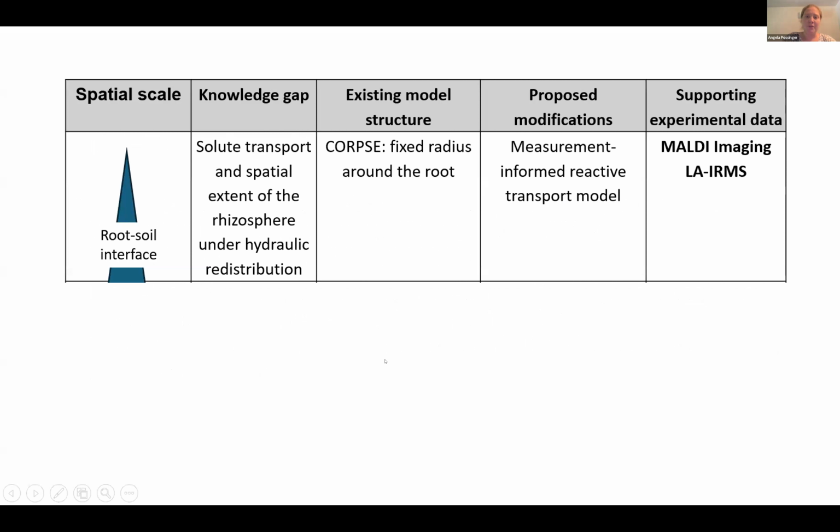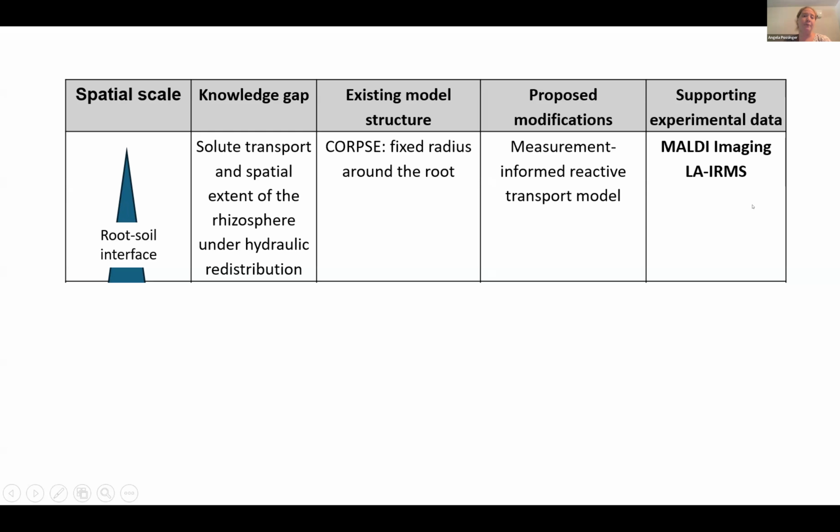And I just wanted to show, and this is a lot of detail, so don't worry too much about the specifics here, but what we were trying to think of is what is the knowledge gap at the small scale? How does the model currently represent this? What do we want to do to it? And then what kind of experimental data are we going to use?